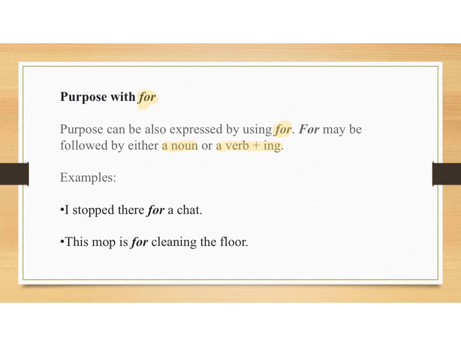I stopped there for a chat. The word chat is a noun. And then the second example is this mop is for cleaning the floor. Cleaning the floor, cleaning is a verb plus ing. So we can use the word for to express the purpose.